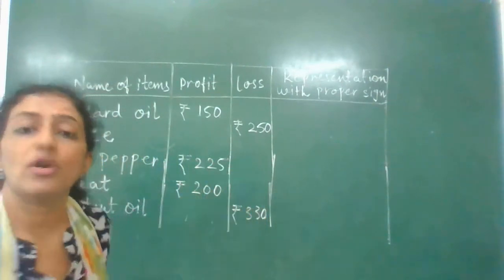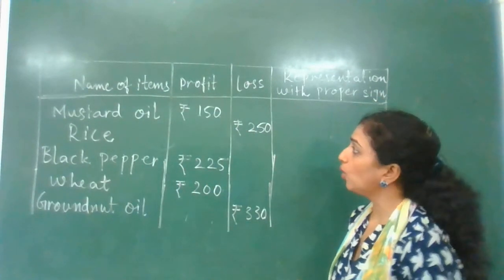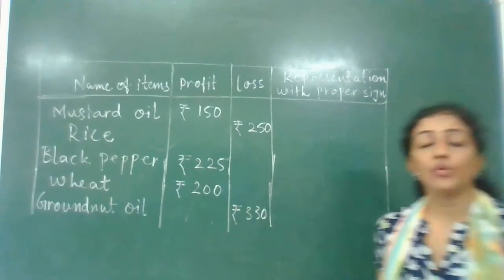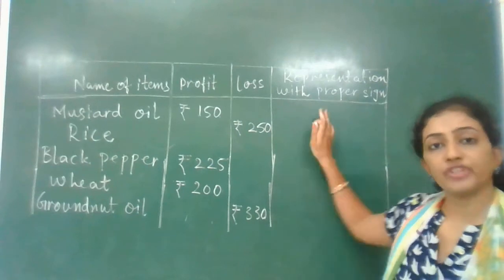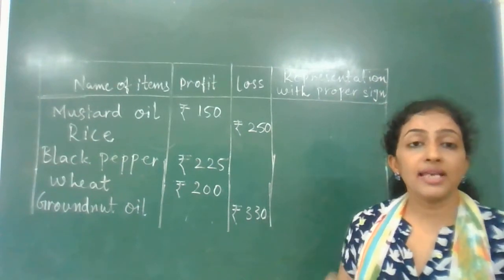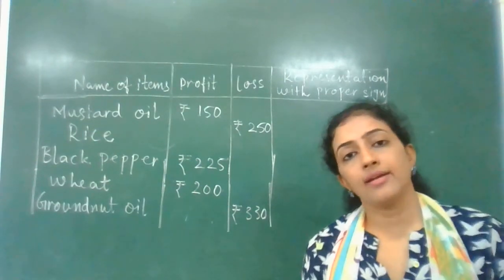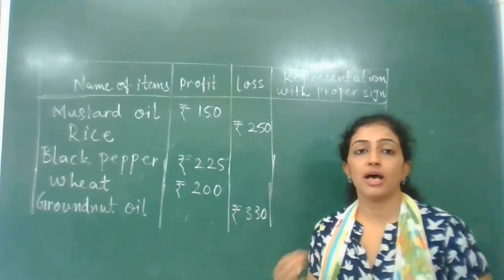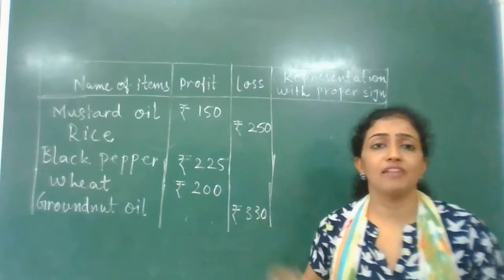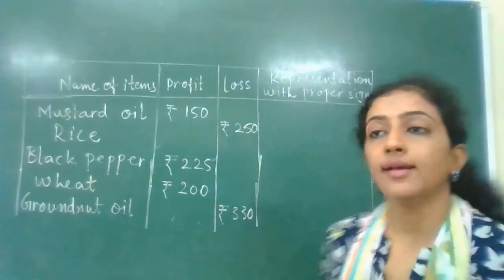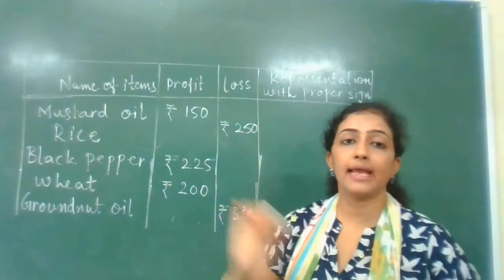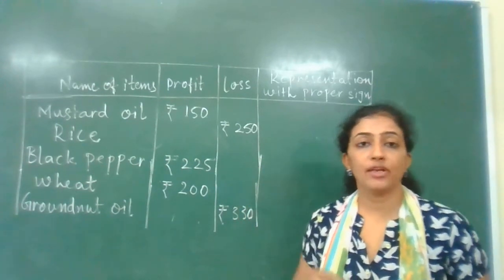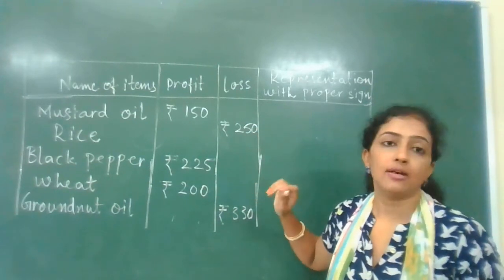After watching this video, you can complete this table in your textbook. Here, for mustard oil it is given as profit, and here it is given as loss. Now with the help of integers, how can we show it in this column? As I have said, the thing which is going down is always presented in the form of negative integers. Profit is always an addition to our money; the word itself tells you the meaning of profit. So the profit will be presented in positive integers, and the loss in negative integers.